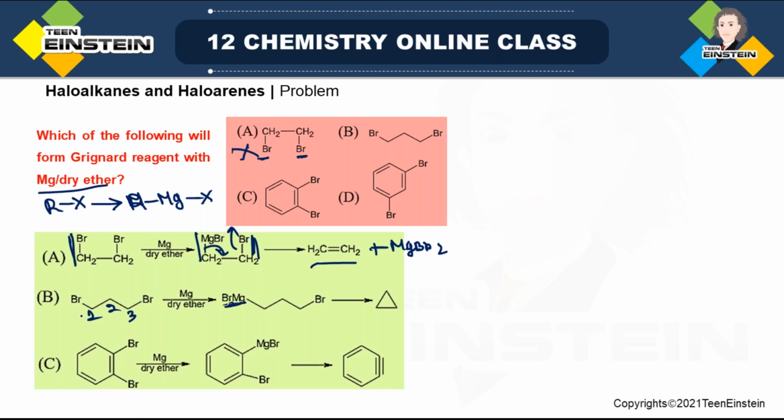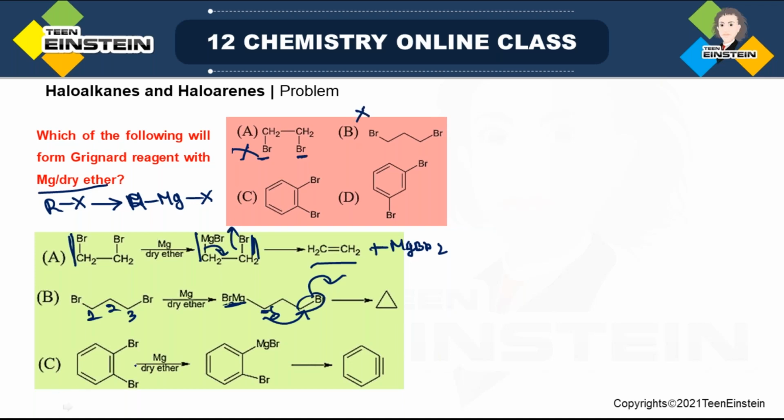And when one CBr is already converted to MgBr, then what will happen? This carbon, now it will have some delta negative charge and it will attack this other carbon as if it is alkyl halide. This part is alkyl halide. Br is removed, you are getting cyclopropane ring. So here also Grignard reagent formation not possible.